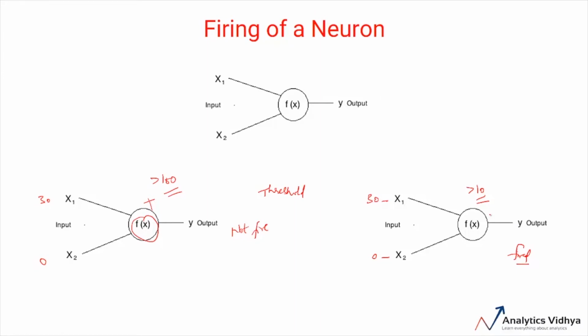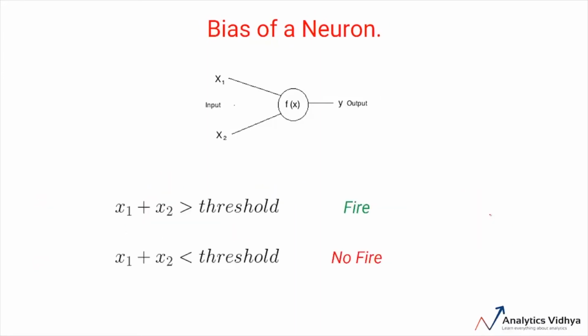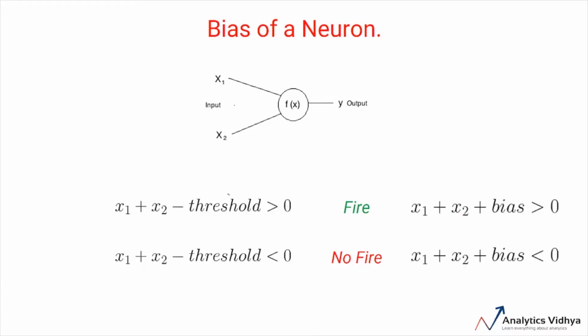Let's represent this a bit mathematically. We can represent the firing and the non-firing condition of a neuron using these couple of equations. For example, if the sum of the inputs is greater than the threshold, then the neuron will fire. Otherwise, the neuron will not fire. Let's simplify this equation a little bit and bring the threshold to the left side of the equation. Now, this negative threshold is called bias.